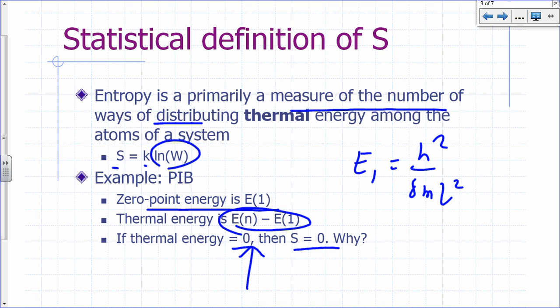One way, right? Everybody gets nothing. That's one way, right? And what is ln of 1? 0. So you say the entropy when there is no thermal energy, all your molecules, all your atoms are in your lowest possible energy state at your 0-point energy. Then there's only one way of distributing the thermal energy, and natural log of 1 is 0. So that's what entropy we say would be 0.